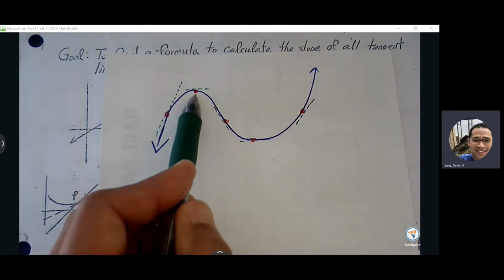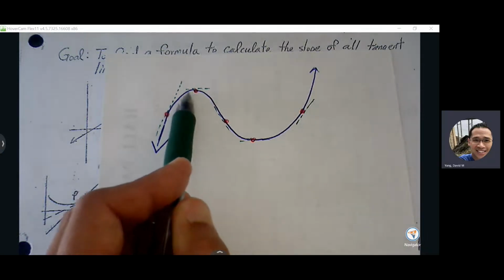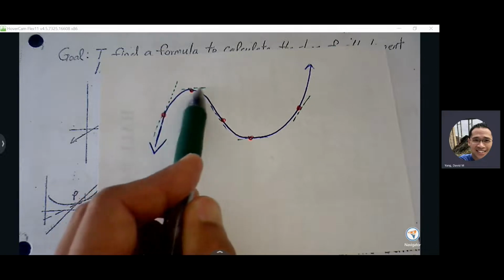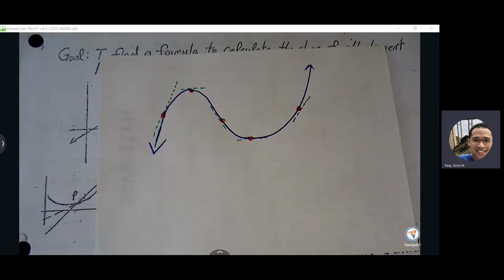What's the steepness here? It's y equals something. But it's 0, right? When it feels like you're just walking on level ground, that's slope 0.